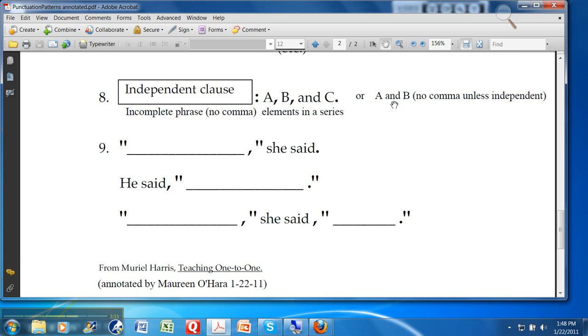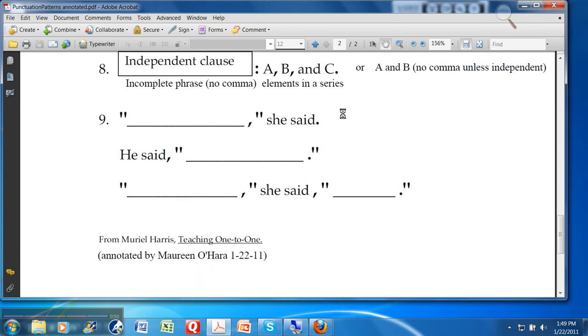But if they are complete phrases, meaning they're independent clauses, then we would have the independent clause, comma, and the second independent clause. Also, if this beginning clause here is not independent, meaning that it's not a complete sentence, couldn't stand on its own, or it has a preposition or one of the forms of the verb to be, then we don't use a colon here, and then we do have our elements in a series that are enumerated A, B, C, D.